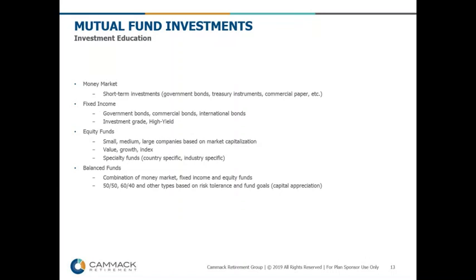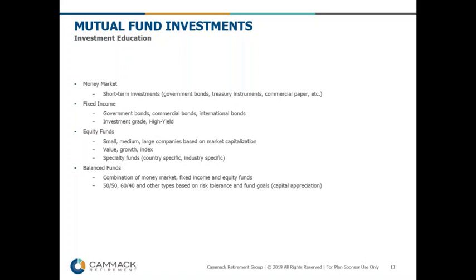So when we talk about different types of mutual fund investments, Denise covered money markets earlier, and then you have fixed income funds: government bonds, commercial bonds, international bonds, high yield, investment grade. And then equities. We talked about small, mid-cap, and large-cap companies based on either value, growth, or you can have index, which is going to be a combination of the two.